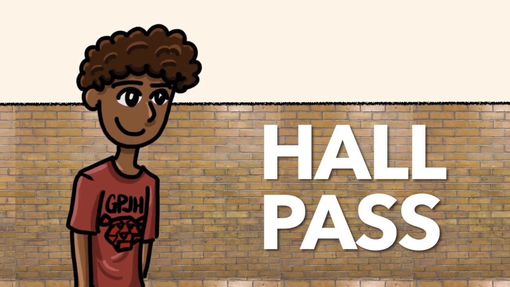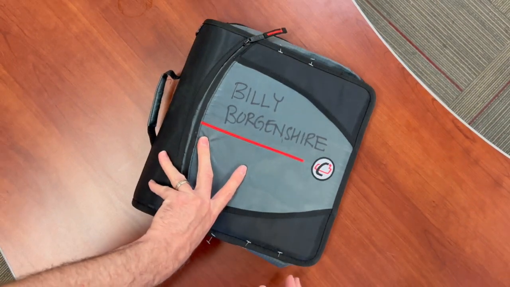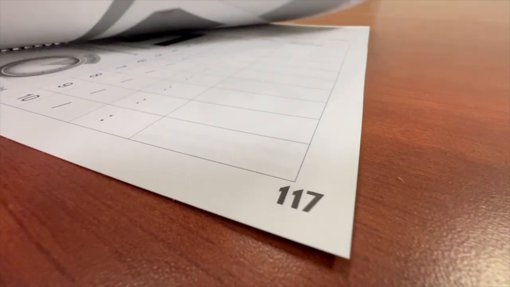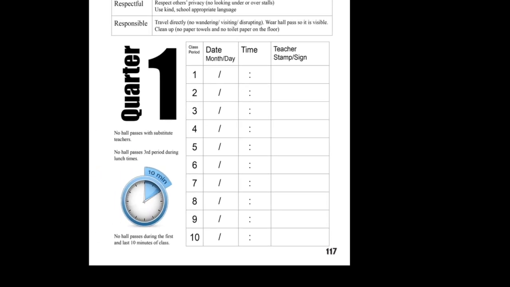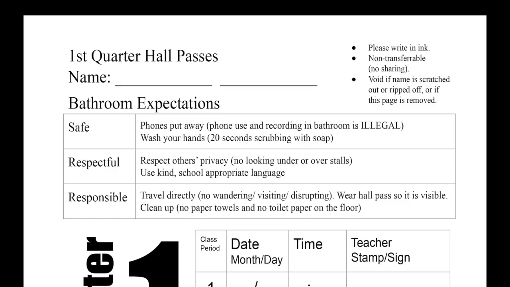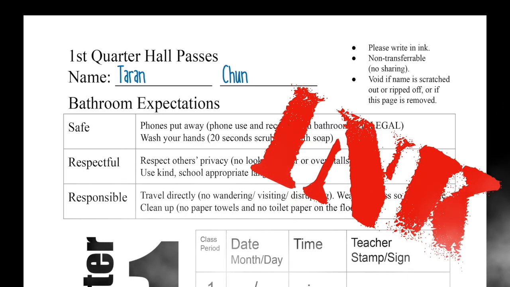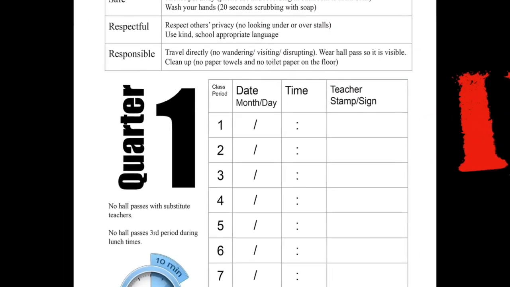The last thing we're going to talk about in this video is your hall pass, which you will find in your planner in your binder. If you turn to page 117 in your planner, you'll notice that you have the first quarter hall passes. Make sure that you write your name at the top and write it with ink. If it's not written in ink, it doesn't count. Next, you'll notice that you have 10 hall passes.